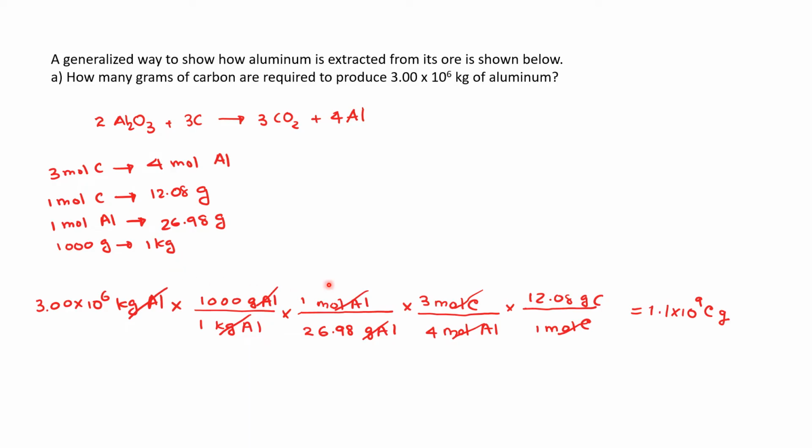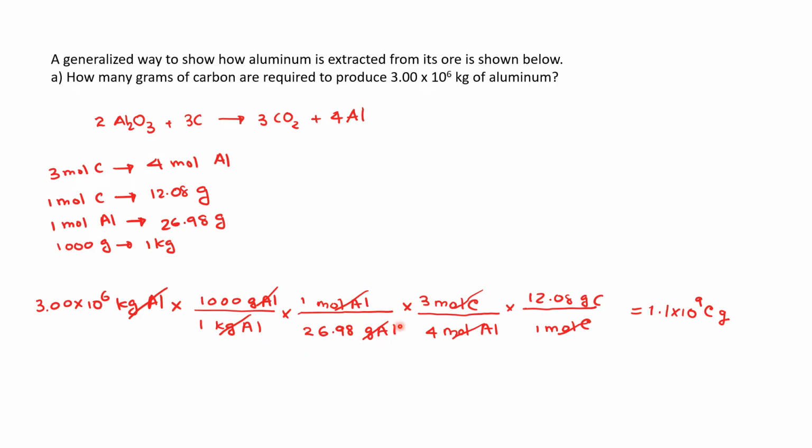So let's do the dimensional analysis. First, we are going to use 3 times 10 to the 6 kilograms of aluminum and we are going to convert it to grams. So we use 1 kilogram of aluminum equals 1000 grams of aluminum. You can see kilograms and kilograms cancel out. Now we have the weight in grams. Now we need to convert these grams into moles. For that, we are going to use the molar mass of aluminum. We know 1 mole of aluminum weighs 26.98 grams.